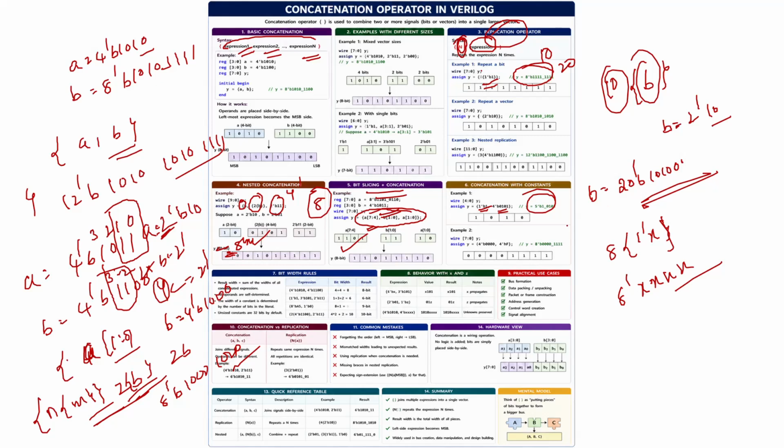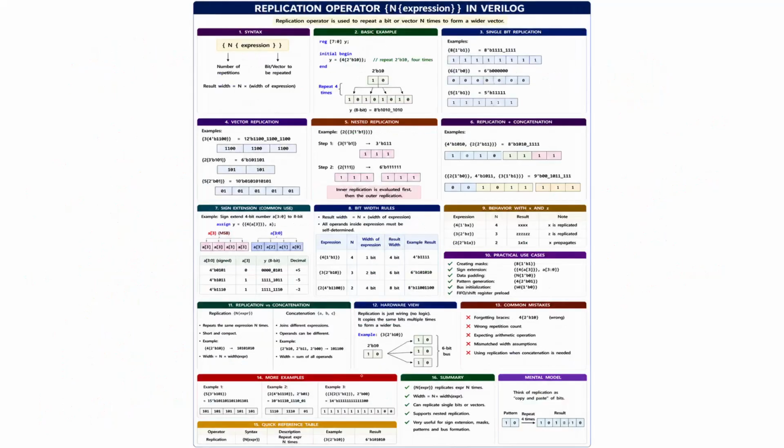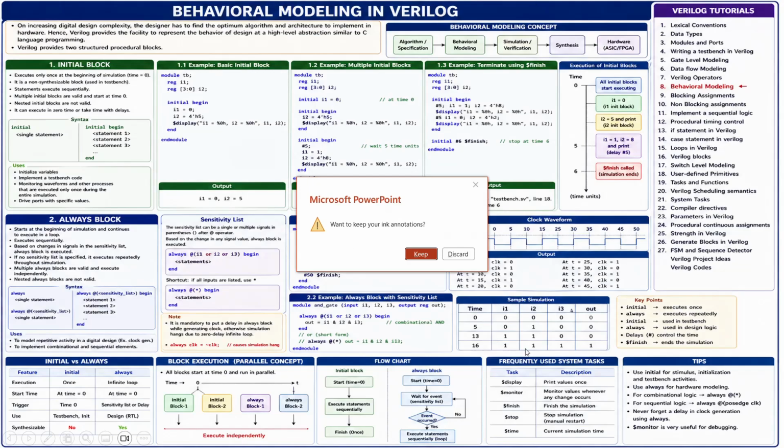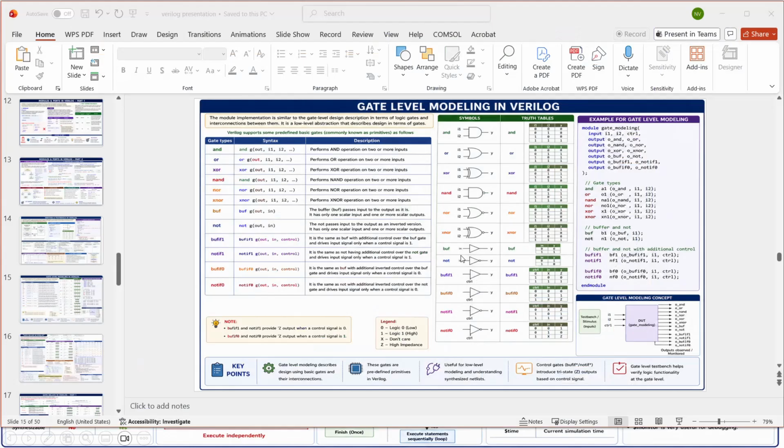So clear? Yes, sir. So this is the repetition operator, replication, and then concatenation. Concatenation means combining all the bits, and repetition means just repeating how many times you want. So that is the repetition operator. Okay, I think replication operator is already completed, right? So these are the operators we are using in Verilog, Verilog operators.